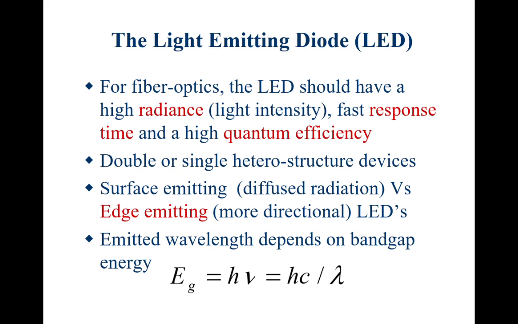Next we started with the light emitting diode. How does it work? Fast response time and high quantum efficiency are the characteristics of LEDs. Double or single heterojunction devices, surface emitting diffuse radiation versus edge emitting more directional LEDs are there. So these are the LEDs.